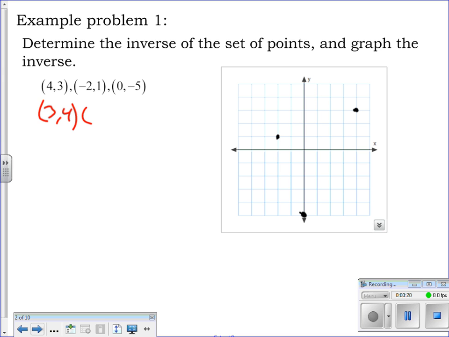The inverse of the point negative 2, 1 is 1, negative 2. One more time, just to make sure you understand that this is really hard, really, really hard. The inverse of the point 0, negative 5 is negative 5, 0. Can you handle that? Plot the points. I want to show you something really nifty when you do that.